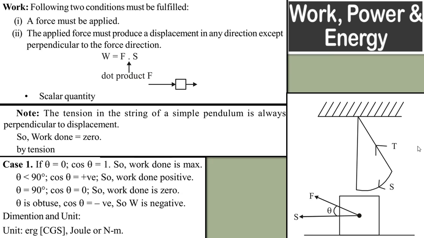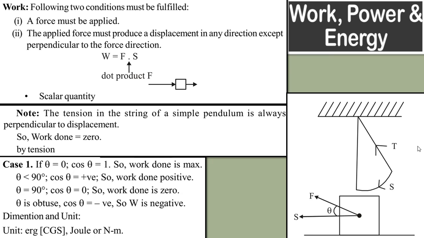It is called the dot product of force and displacement, and the dot product is a scalar quantity. So work is a scalar quantity. The tension in the string of a simple pendulum is always perpendicular to displacement, so work done by tension is equal to 0. In the figure I have shown and explained this.